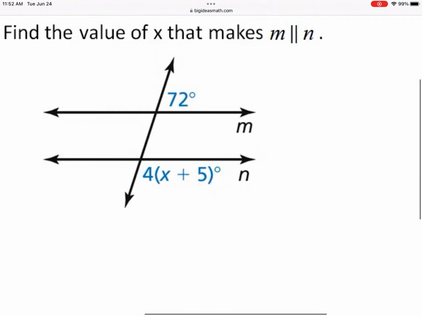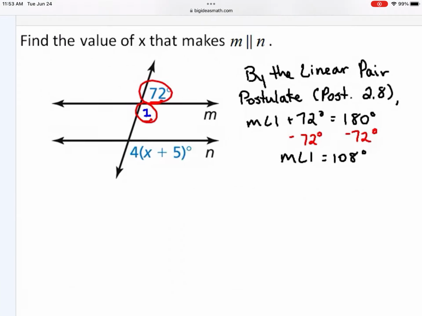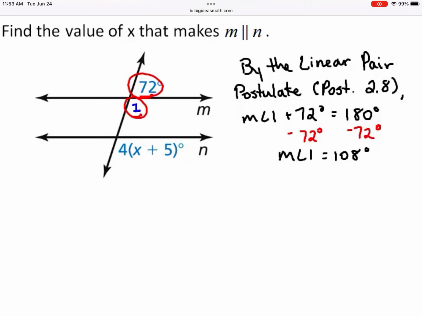Find the value of x that makes line M parallel to line N. First, let this angle be angle 1. Then by the linear pair postulate, the measure of angle 1 plus 72 degrees equals 180 degrees. Subtracting 72 from each side gives the measure of angle 1 equals 108 degrees.